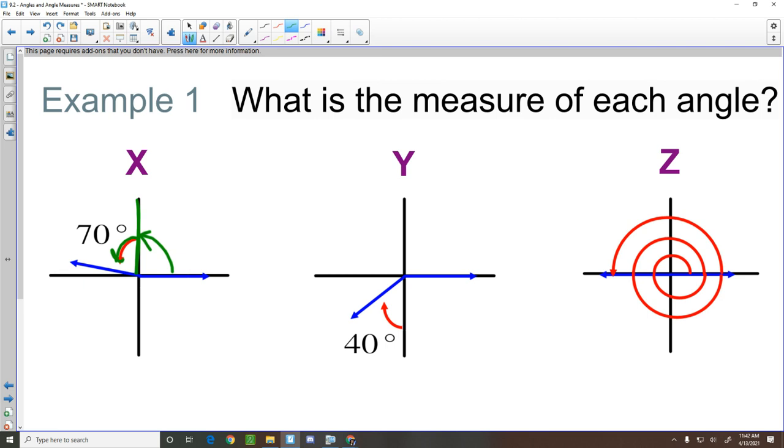Can you try to figure out these other two? Think about what straight down is from here, and if that's 40 away, what would it actually represent?